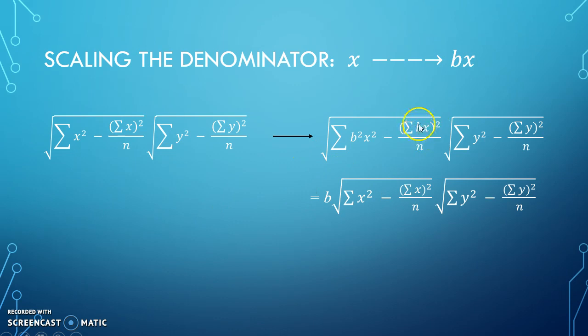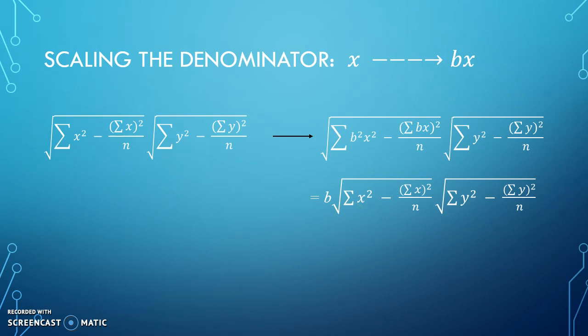So if we take out B squared, we have a B squared here and a B squared here. Once you take it out and take the square root, you have a factor of B. Again, you can see the denominator is a multiple of B.